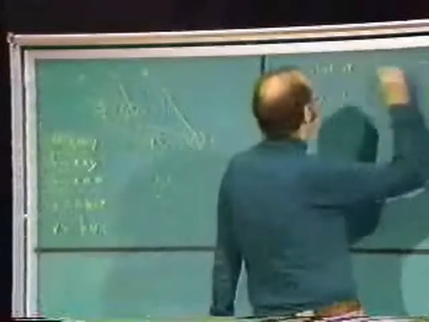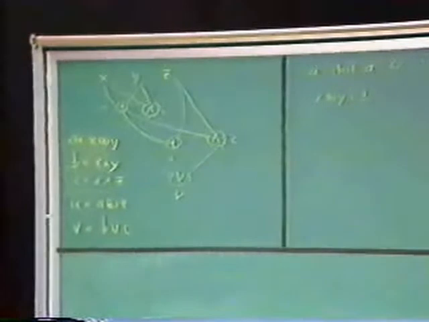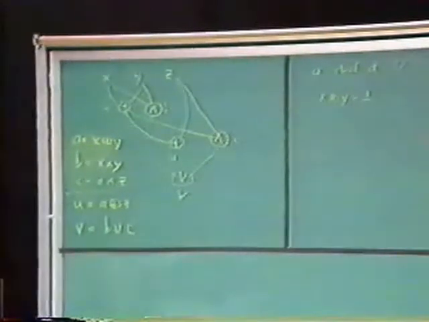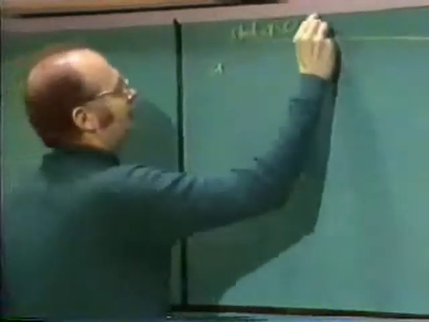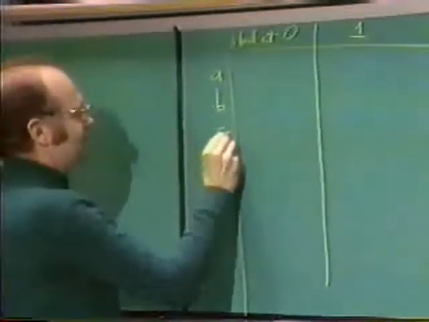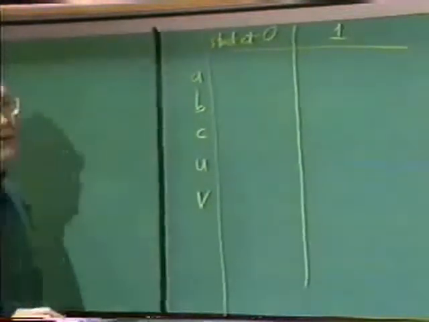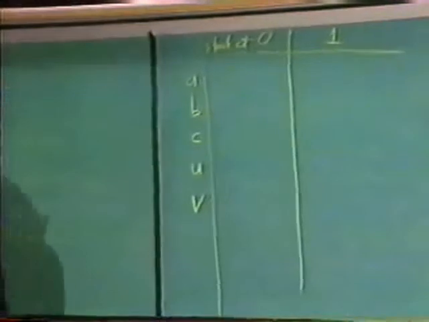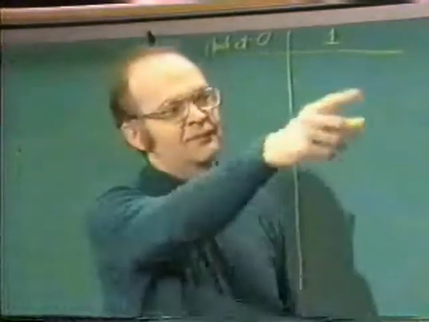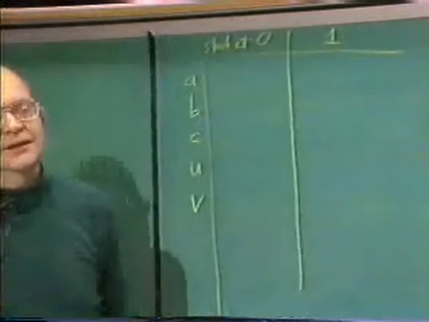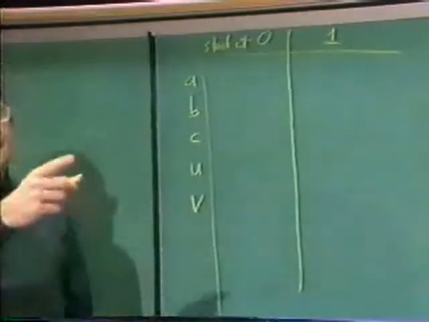Well, let's see. Okay, so A stuck at 1. I guess we could make a systematic chart. So how about this? A, and then we have stuck at 0, and stuck at 1, and we got A, B, C, U, and V. And the case is that A stuck at 0 is one. Well, this is one. I guess we've actually characterized them all.